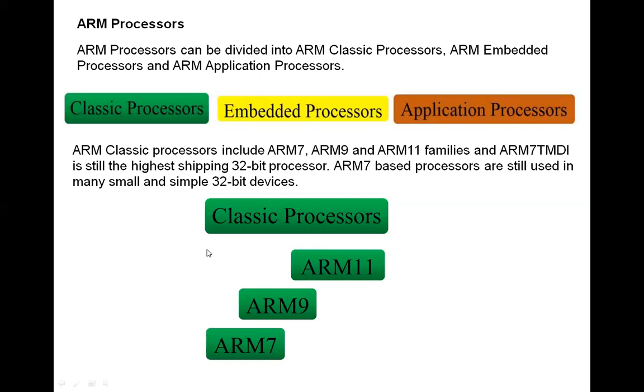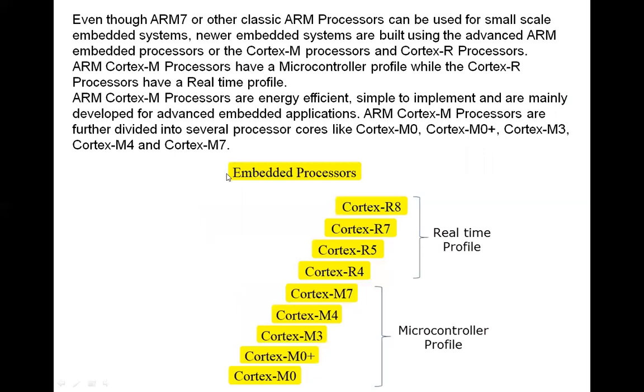But if you talk about the embedded processors available in the market, they are like this. Actually, it is the Cortex name processor. This is also one of the competitors available in the market. So the ARM controller or processor or Cortex processor will be there in the market. Now we see the embedded processor.